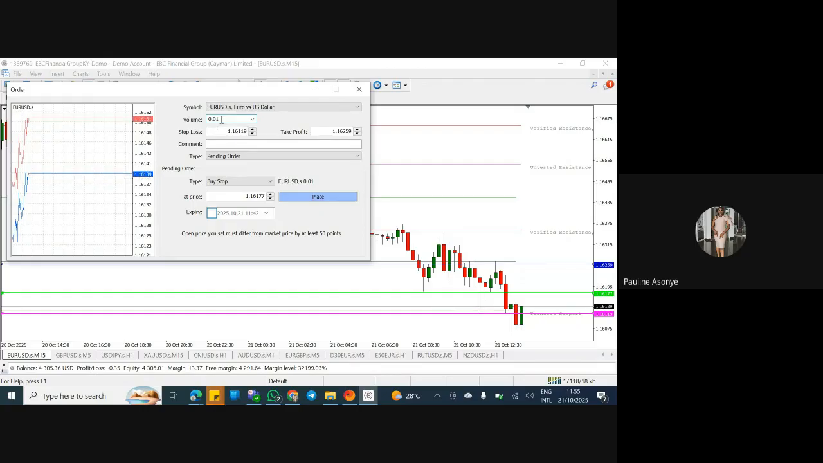I can comfortably increase my lot size. This is obviously Euro USD. Don't come and increase your lot size on gold, even with 4,000. At least 0.05 is perfect for a 4,000 account if you are trading gold, right? So I can even use 0.1. That's a mini lot size. I can use 0.1 and I will place this trade.